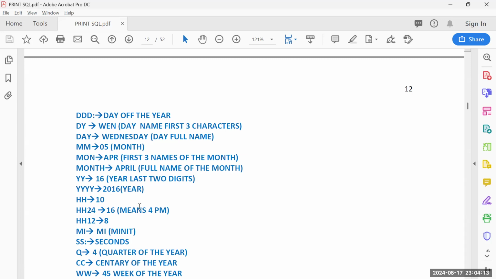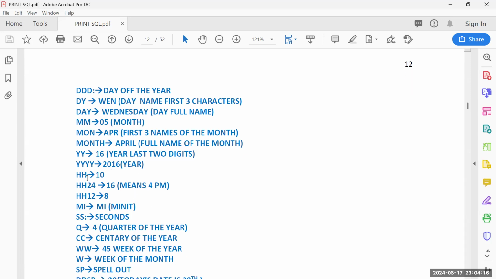The next format is the time format. HH means hours. If you give HH or HH12, it will give the 12 hours format, 0 to 12. HH24 means the 24 hours format, 0 to 23, it will return. MI means minutes, 0 to 59 it will give. SS means seconds, also 0 to 59, it will return.